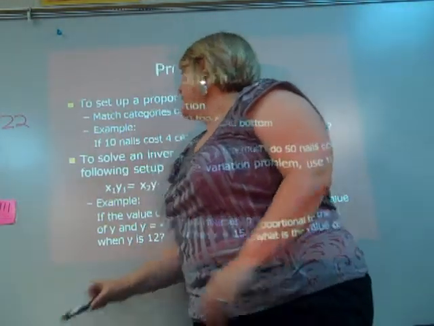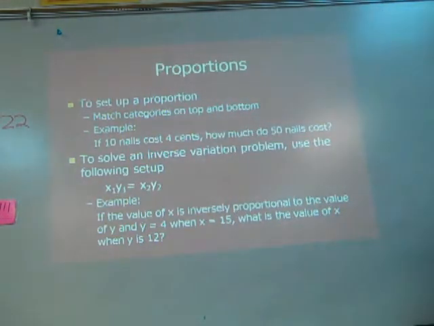So for example, if 10 nails cost 4 cents, how much do 50 nails cost? Be sure that you set it up either nails over cents or cents over nails, but you are consistent. I can either say 10 nails cost 4 cents, so 50 nails cost what? Or I can say 10 nails cost 4 cents, so 50 nails cost what? But I need to know, do I have nails on top or cents on top?